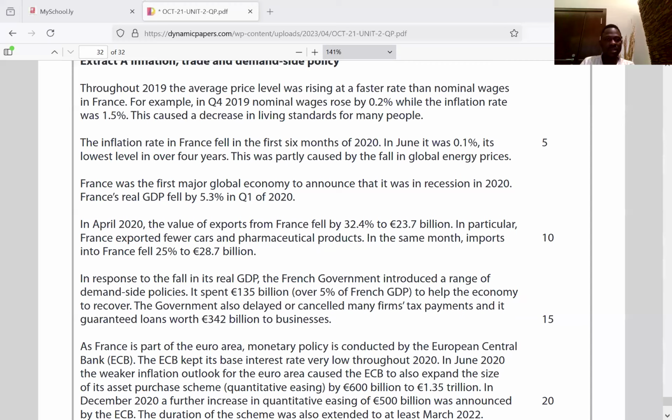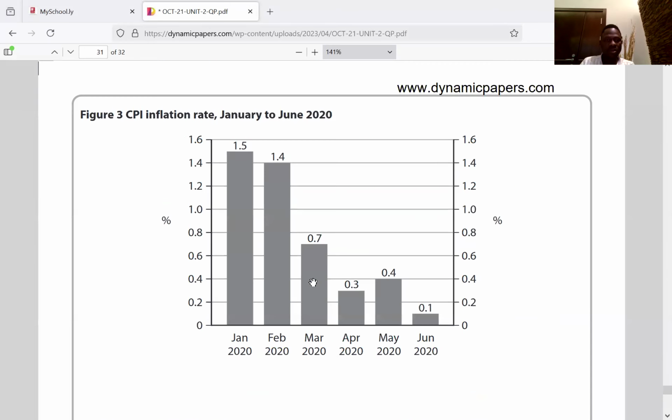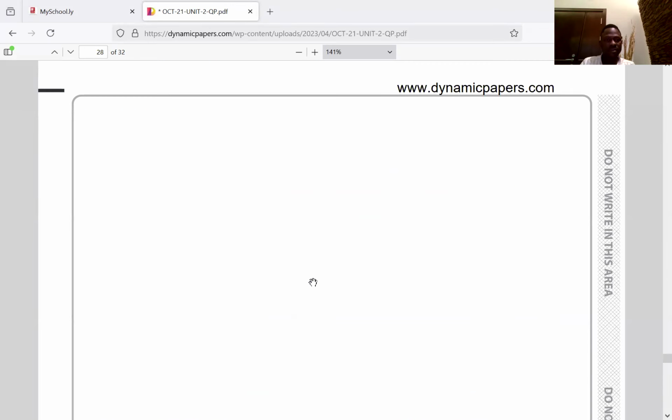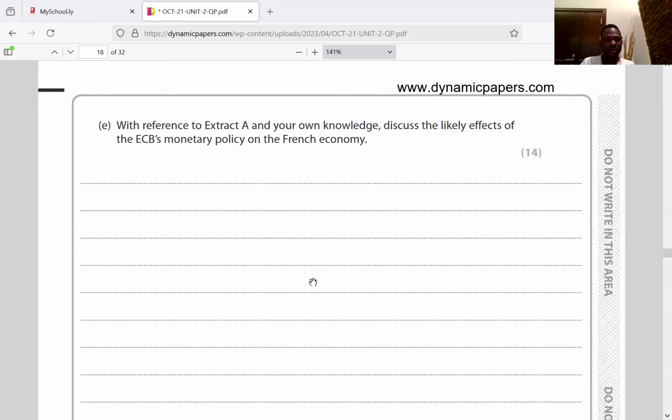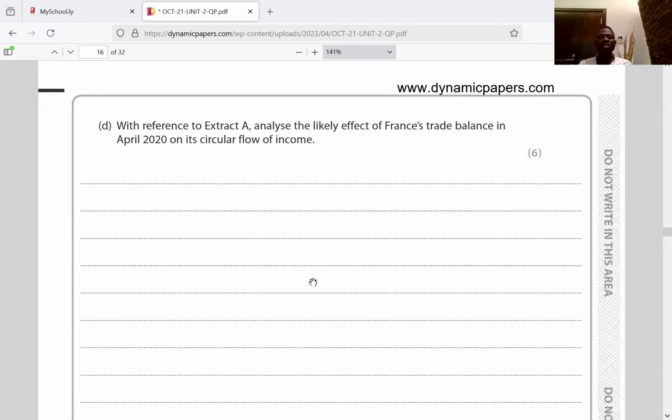So we go to 12D. Are you there? So we're going to go back to 12D. Okay, with reference to extract A, analyze the likely effect of France's trade balance in April 2020 on the circular flow of income. When we talk about circular flow of income, it's the model showing the flow of money between households and firms within an economy.